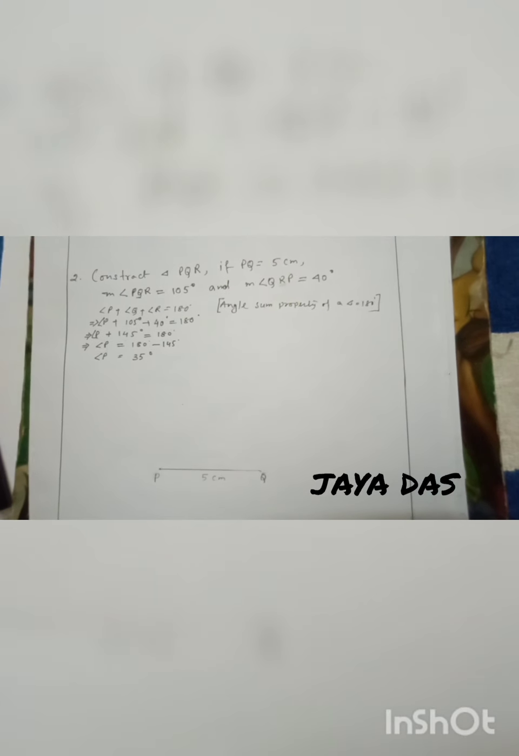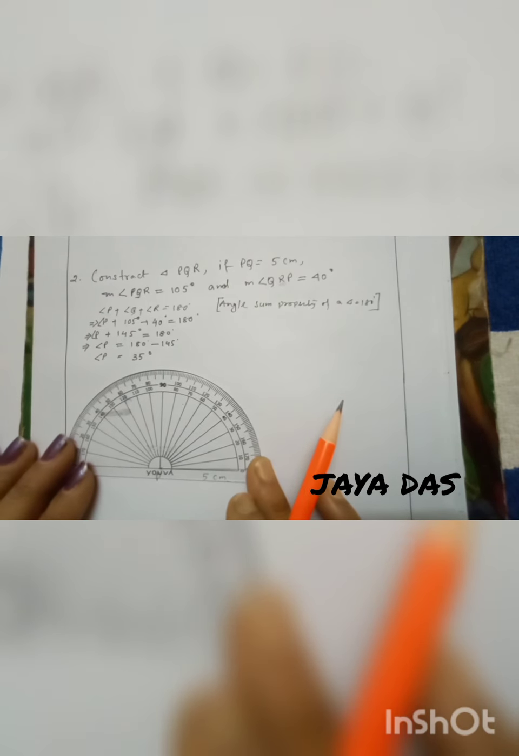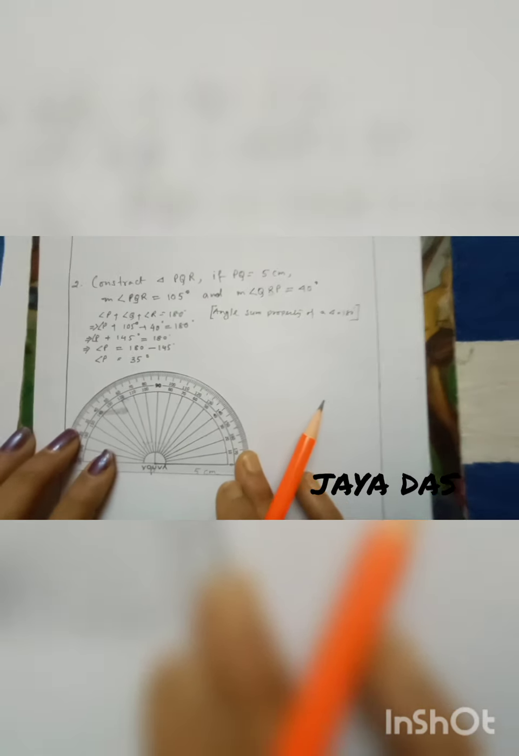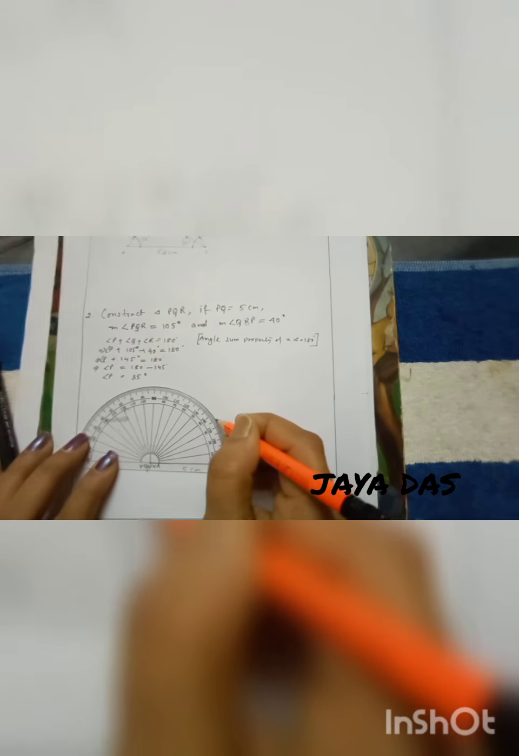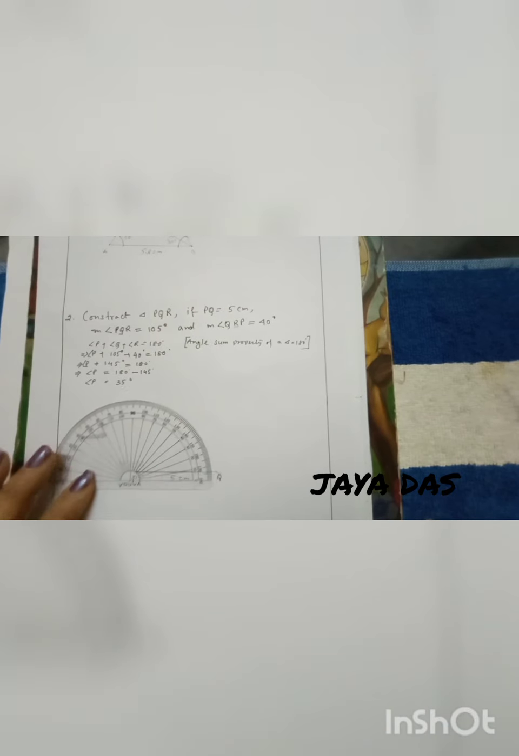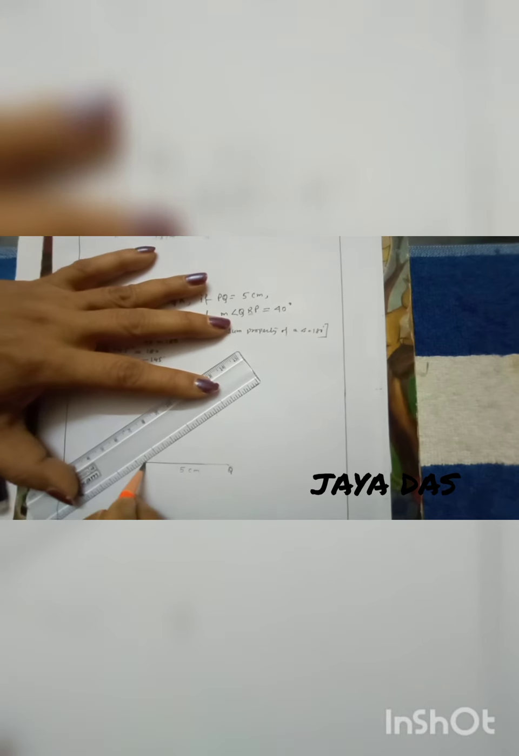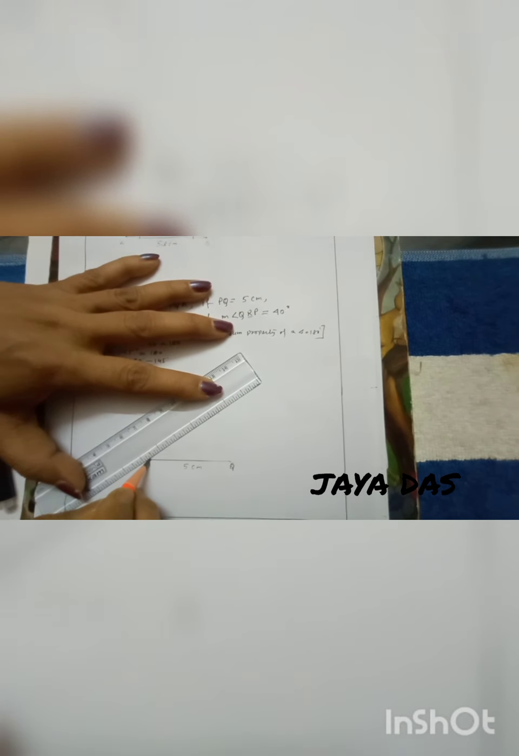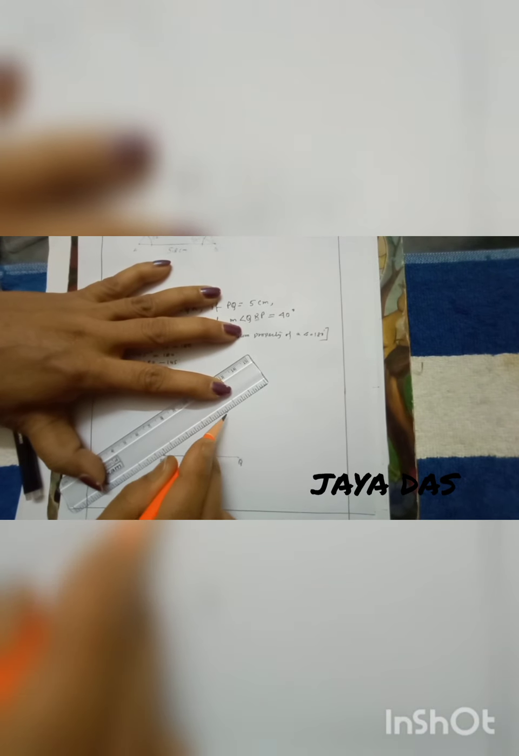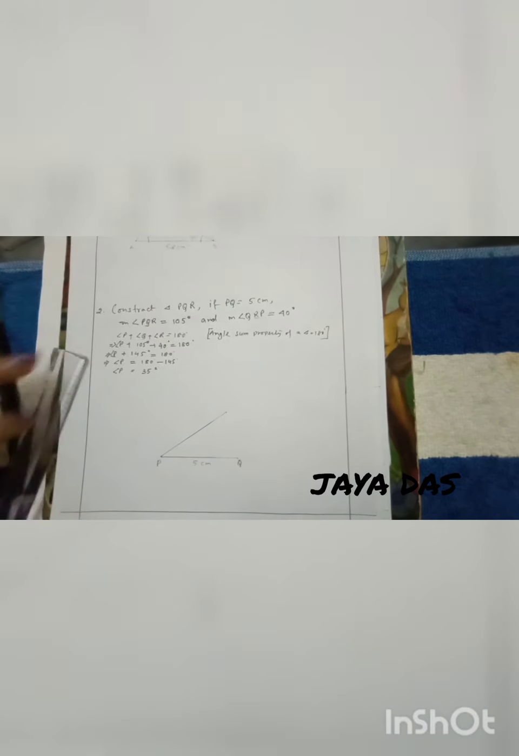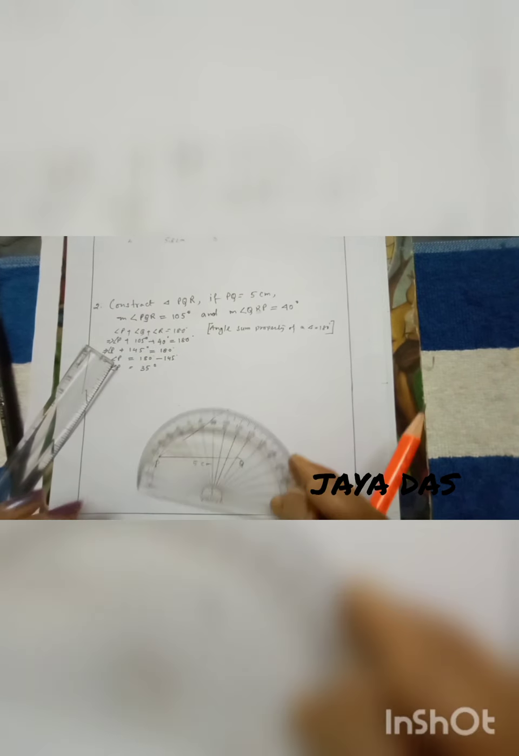Using protractor, draw these two angles. Angle P is equal to 35 degree. You have to go to the inner scale because base is here. 35 degree it is here. Angle P is 35 degree. So draw 35 degree on P. It is 35 degree, and angle Q 105 degree. It is an obtuse angle.